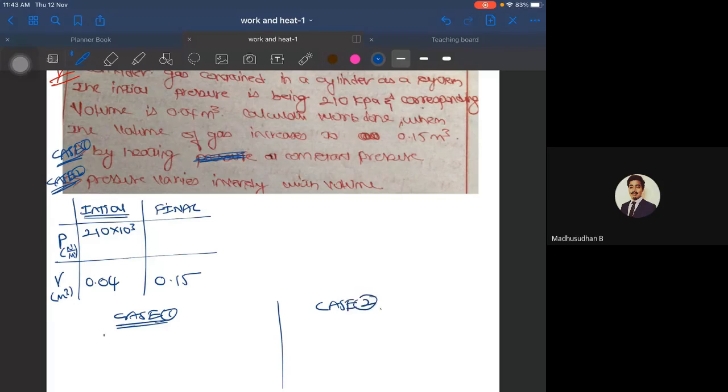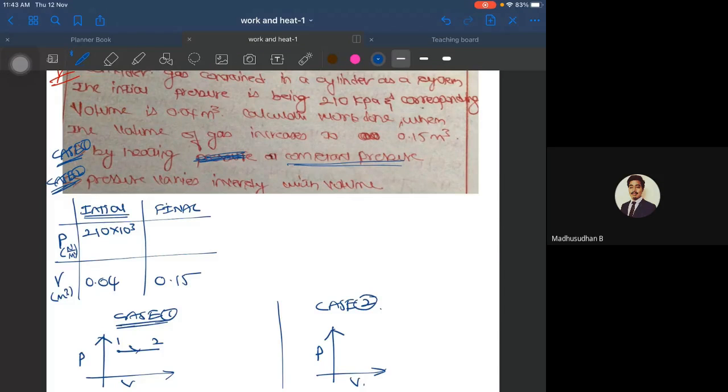Okay, first we have to identify which process it will be. PV, PV. Okay, fine. Now read the statement given for case 1: by heating at constant pressure. That means which process? Constant pressure in the sense which process? Isobaric. Very good. So it is from state 1 to state 2.